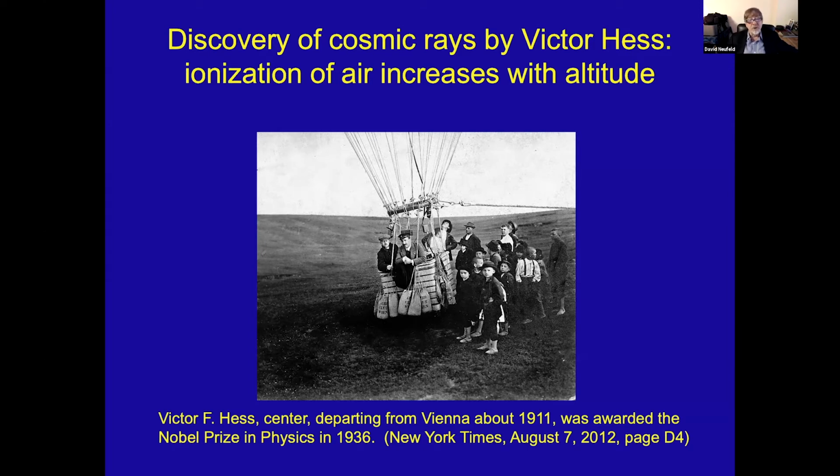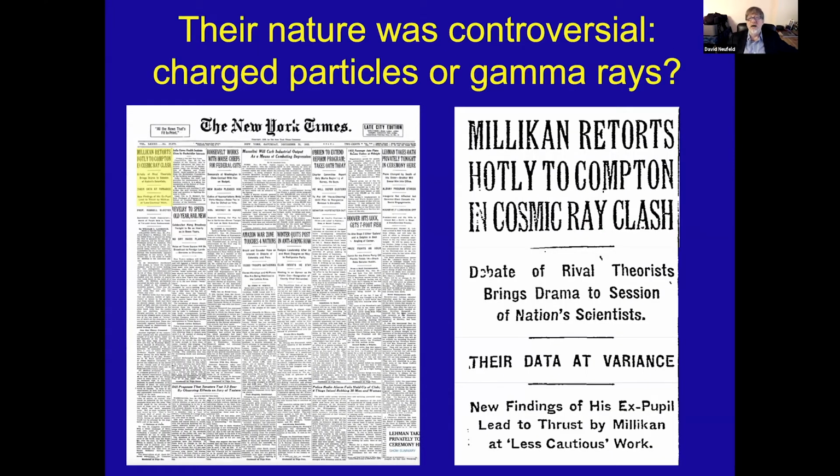So it was well known that electroscopes gradually lost their charge and their leaves would go down because the air was ionized, but it was believed that the source of the ionization was probably the radioactive decay of materials in Earth's crust. But what Hess actually found is that the level of ionization of the air increased with altitude, indicating that the source of ionization was of extraterrestrial origin. And these were called cosmic rays, but their nature was very controversial.